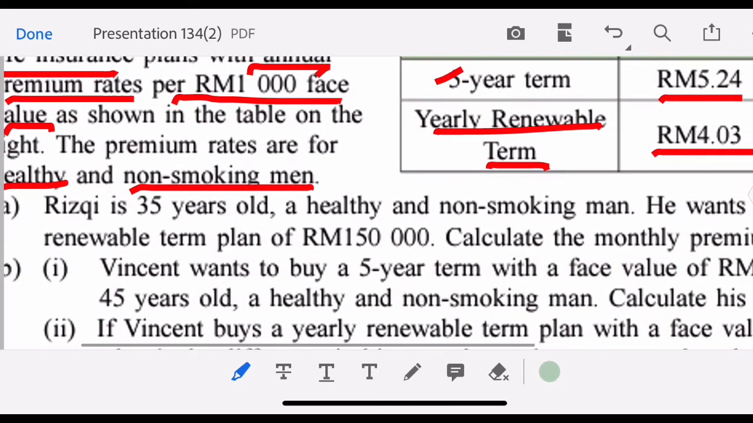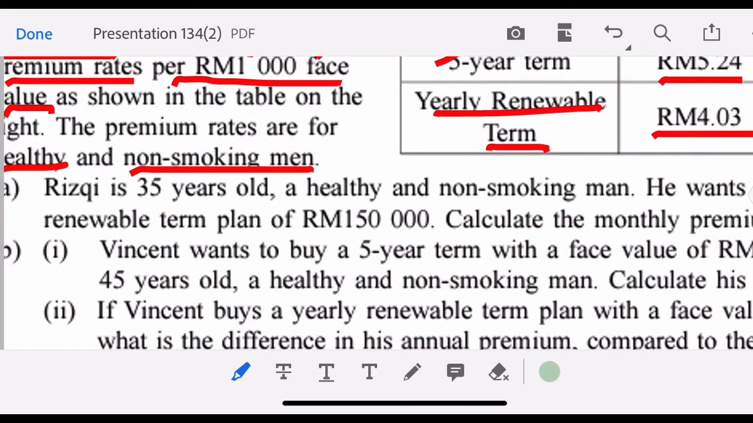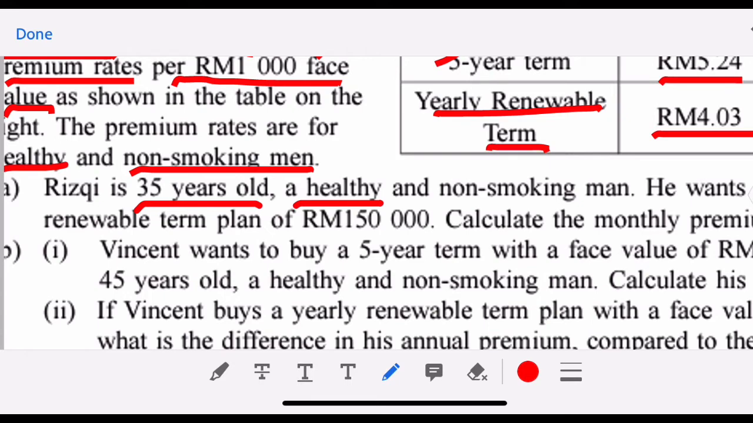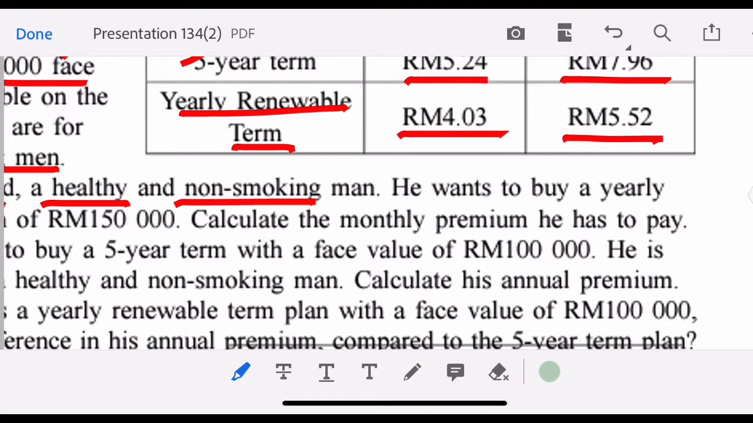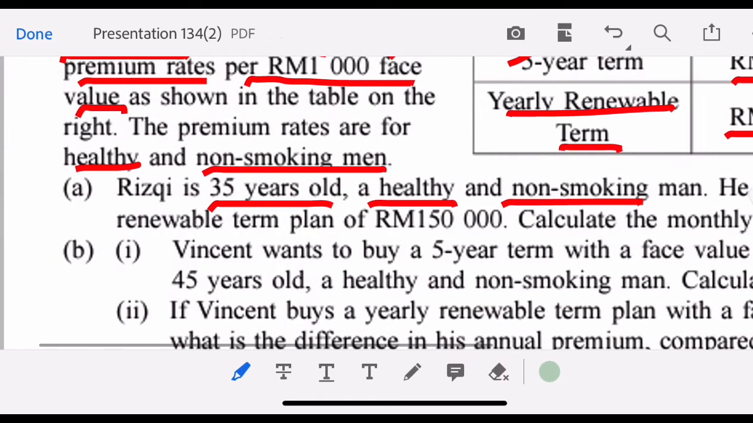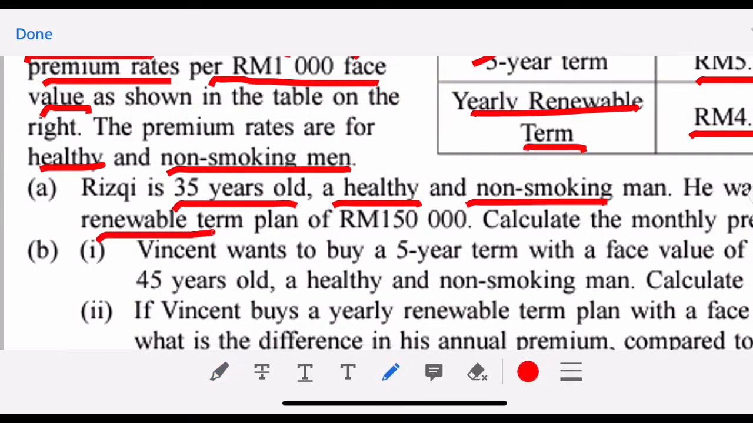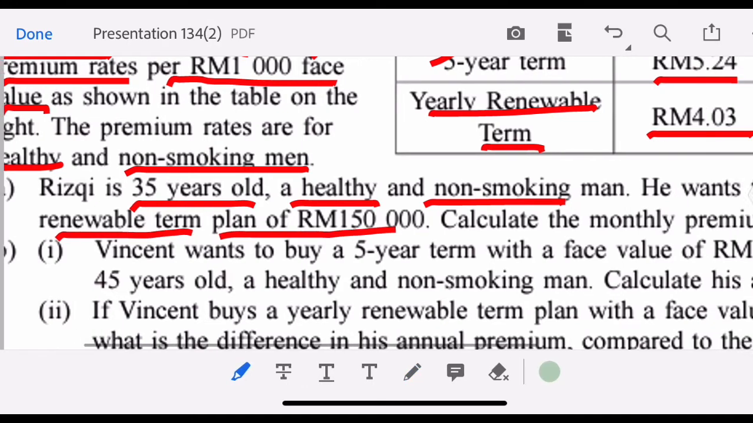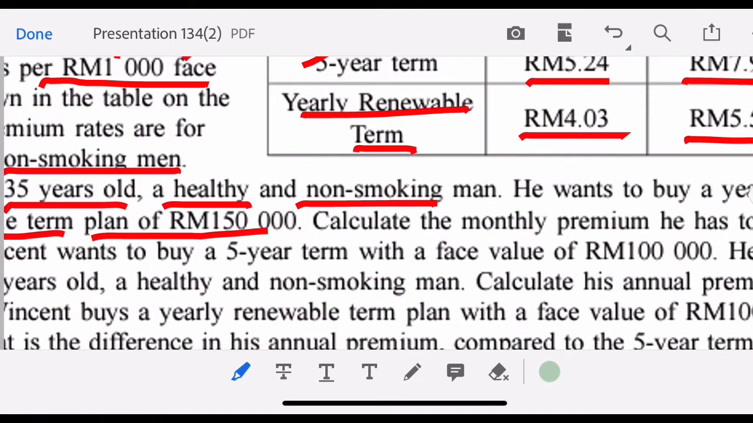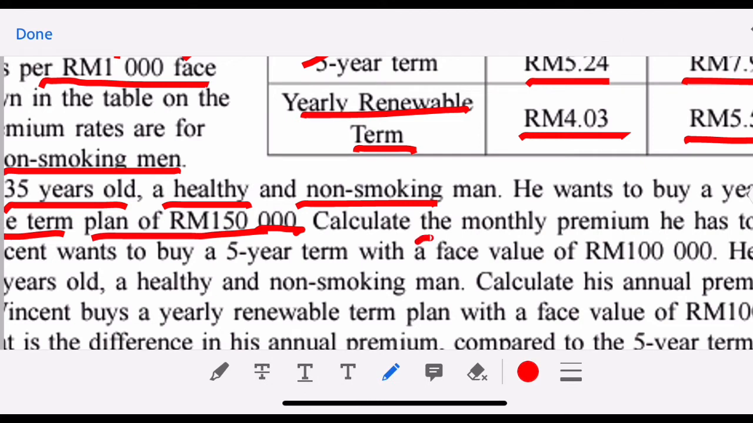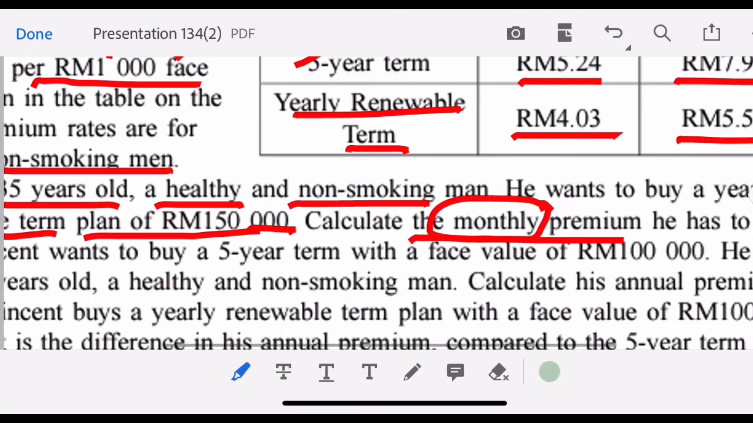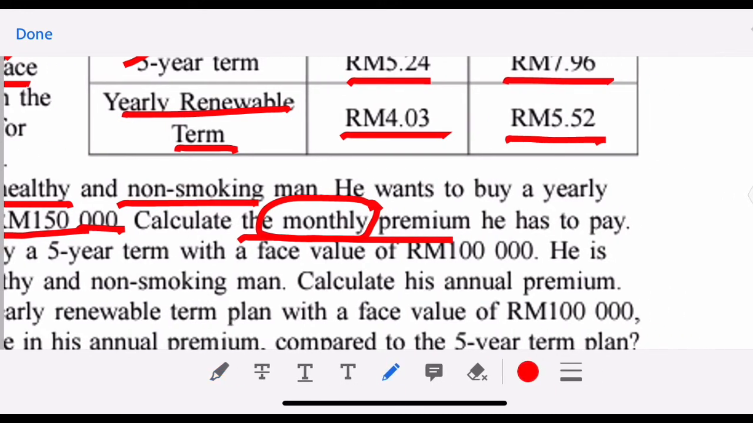So Richie is a 35 years old healthy and non-smoking man. He wants to buy a yearly renewable term plan for 150,000. This is the face value. Calculate the monthly premium. Okay, he will pay monthly.